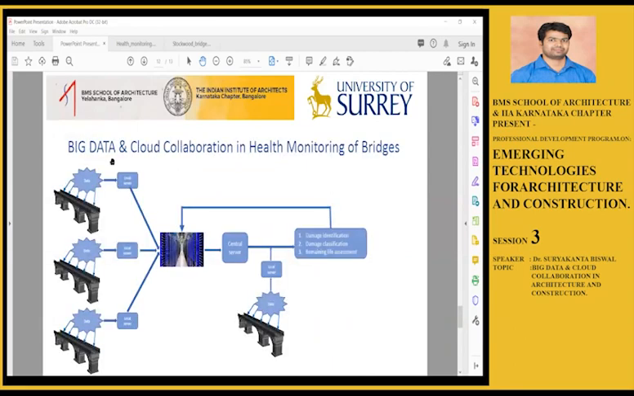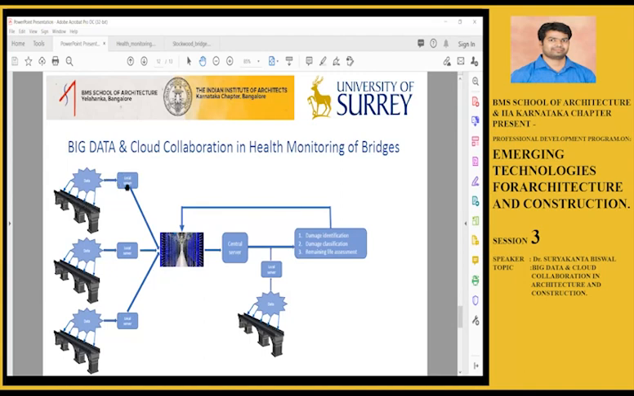So the next is how to infer all the techniques, the big data, cloud collaboration, and health monitoring techniques for the monitoring of the bridges. So here, you can choose a locality or a route from one end to the other. There could be a lot of bridges, similarly constructed bridges. What you do is put sensors on the bridges and take the measurement.